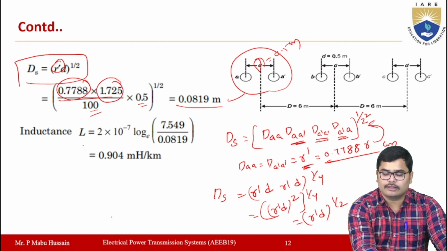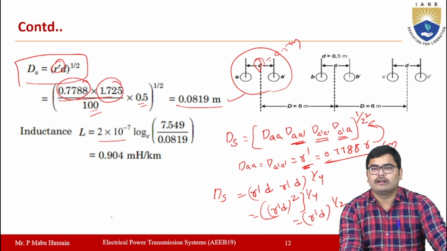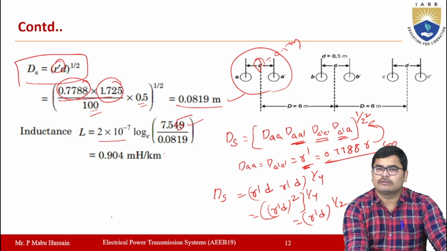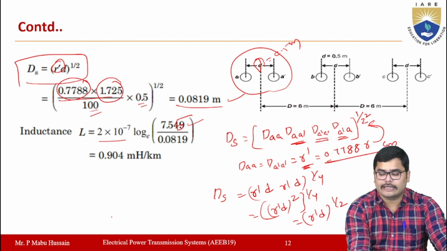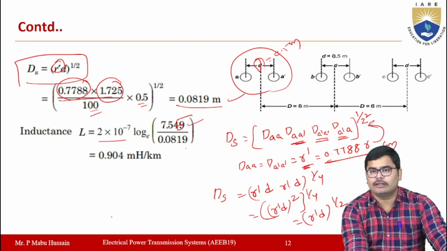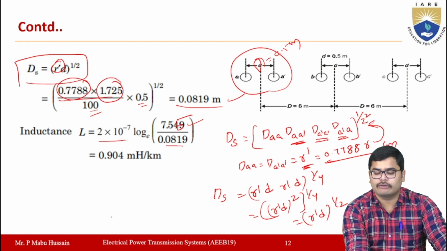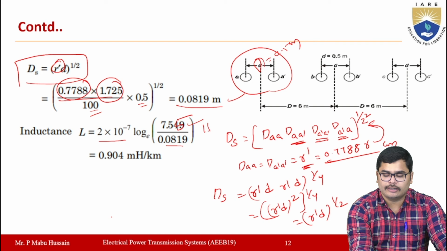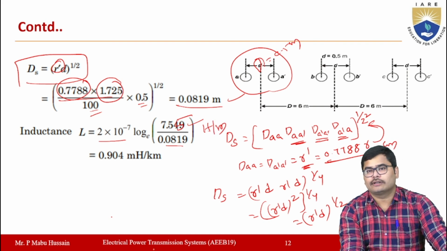So the inductance per each phase will be calculated by using the expression 2 into 10 power minus 7 ln DM by DS, and DM here is 7.55, or if you use another procedure you are getting 7.549. Okay, you can take any one. So by 0.0819, here 0.0819 is the DS value. If you calculate this value, then you will get the value in henries per meter, right? And if you multiply that with 1000, you will get the value in henries per kilometer.